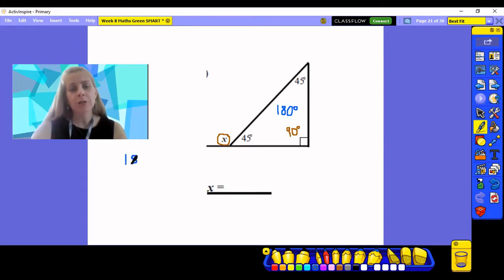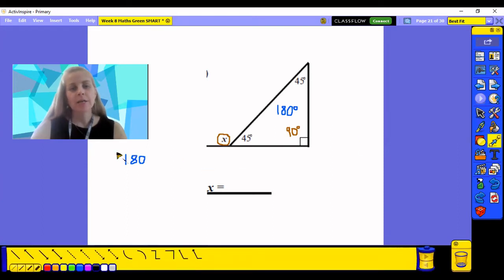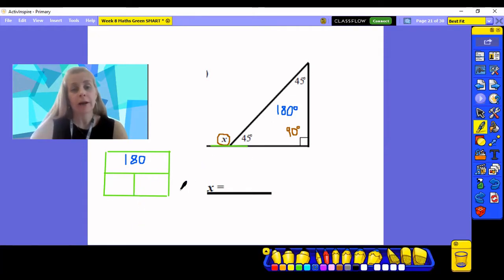If we were starting to form our bar model, I apologize, I'll just make that a little bit straighter for you. Our whole here is our 180 degrees for our angles along a straight line. It's the interior angles as well, but we're talking about these angles along straight lines, this bit here. If we're forming our bar model, we already know one of the angles, and our job is to work out what the other angle is.